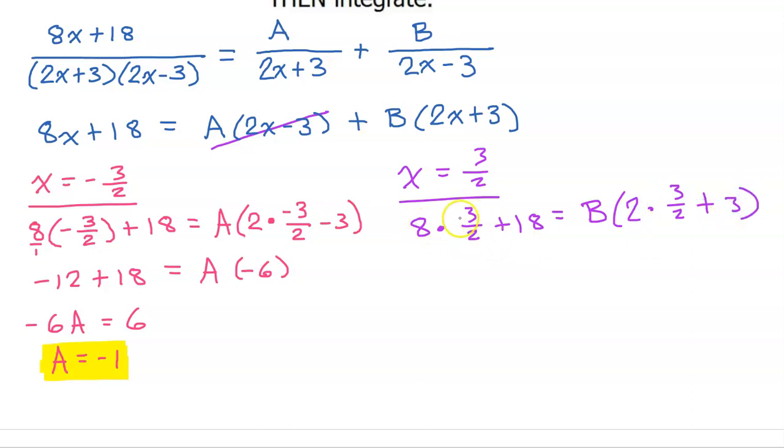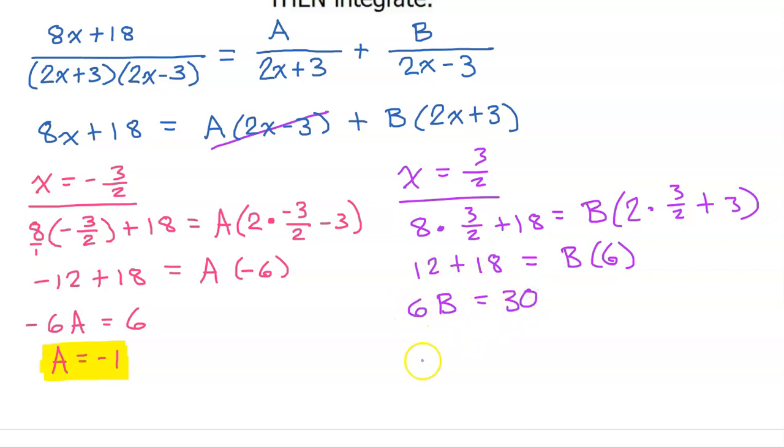8 times 3 is 24, divided by 2 is 12. So we have 12 plus 18 equals b times. The 2's cancel out, and we have 3 plus 3, which is 6. In other words, we have 6b is equal to 30.